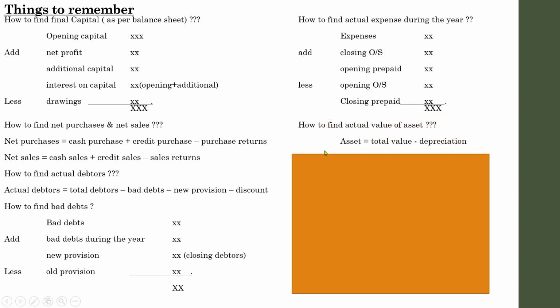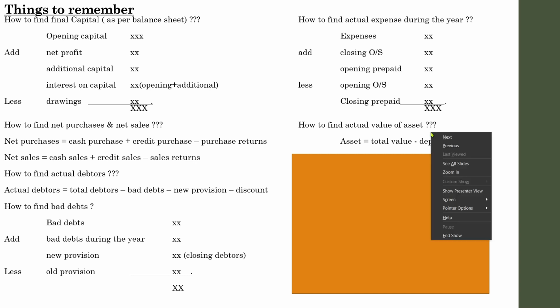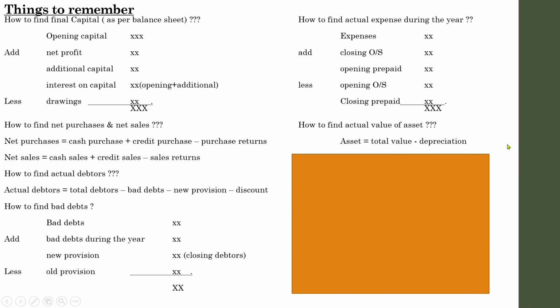Next one, how to find the actual value of the asset. Why do we need to find the actual value of the asset? Because in the financial statements, we have to prepare the trading, profit and loss account and balance sheet. In the balance sheet, there will be an asset side, which consists of fixed assets and current assets. While noting down fixed assets, you definitely have to adjust depreciation. So the actual asset value shown in the final statement is after deducting depreciation. So remember to adjust depreciation in the balance sheet.